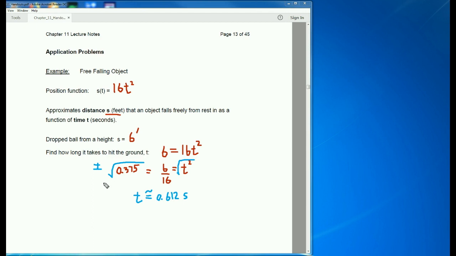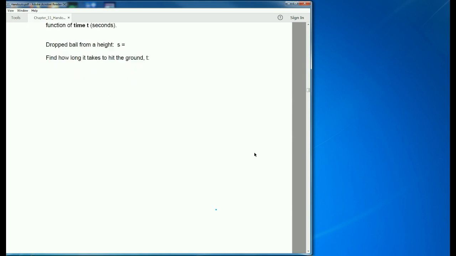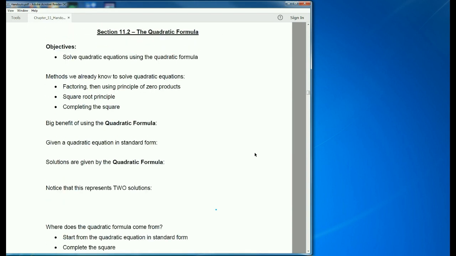All right, so I'm going to erase all this and go on to the next page. Oops. I haven't used this software in quite a while, so kind of remembering how to do it.